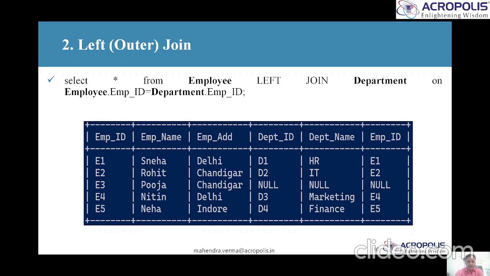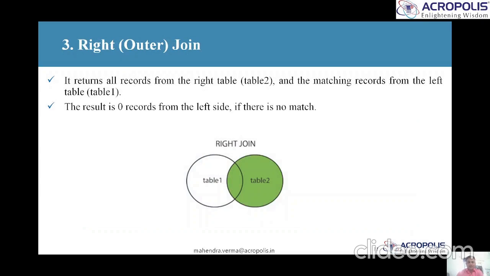Observe the record of employee ID E3, Pooja, which has the employee address as Chandigarh. It has null values because its match is not available in the right table. Next is the right outer join. You can observe the diagram given over here. In case of right outer join, we will get all the records from the right table and only the matching records from the left table, and if no match is found, we will get the null value.